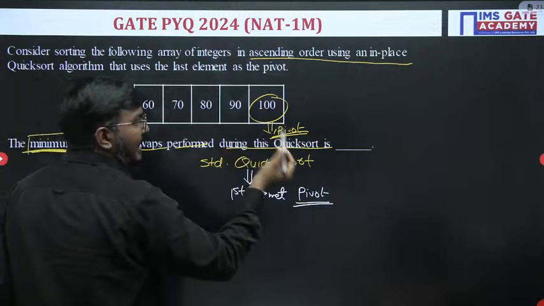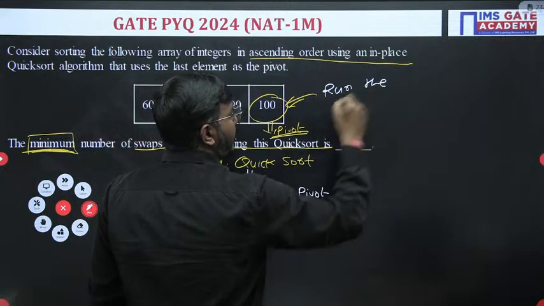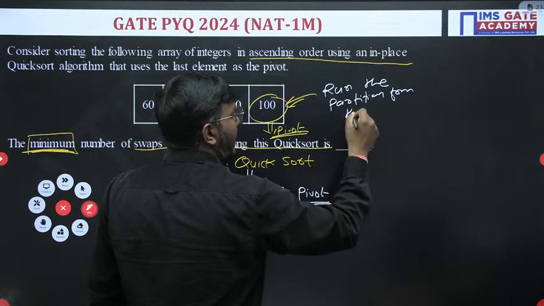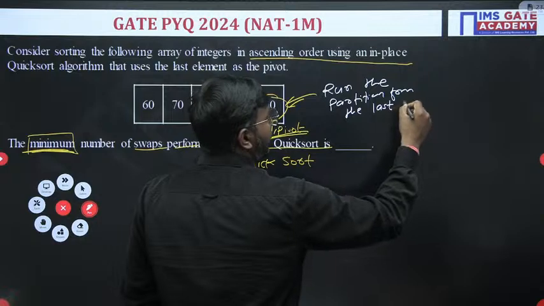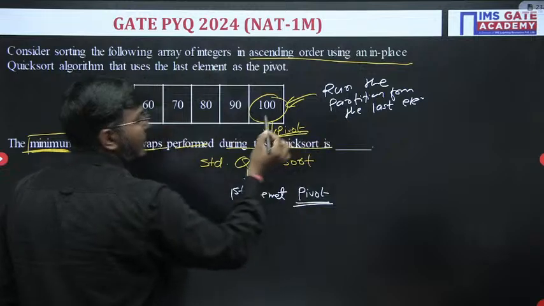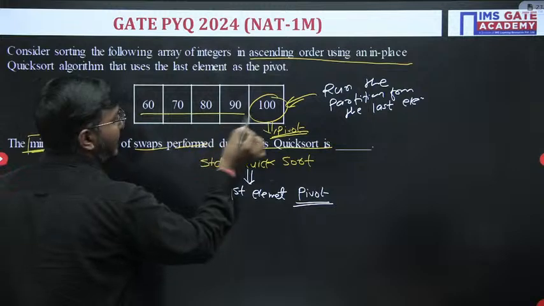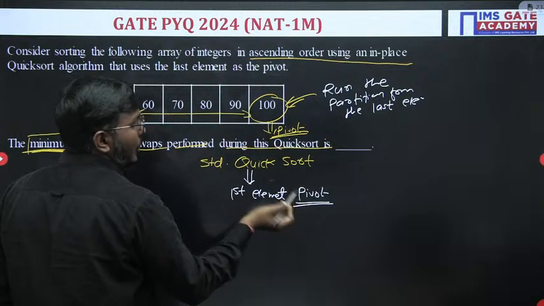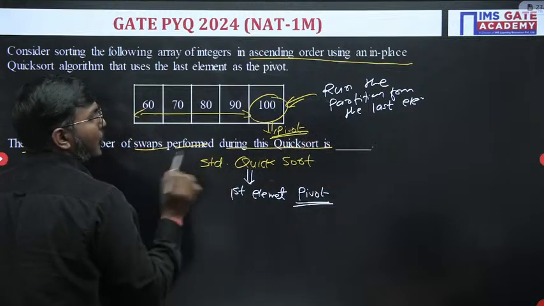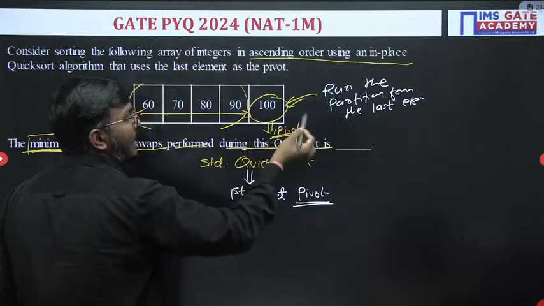So if you run the partition algorithm from the last element, then we know that after these partitions the pivot element will be placed at the correct position, and all the elements which are less than the pivot will come to the left side, and all the elements which are more than the pivot will go to the right side.